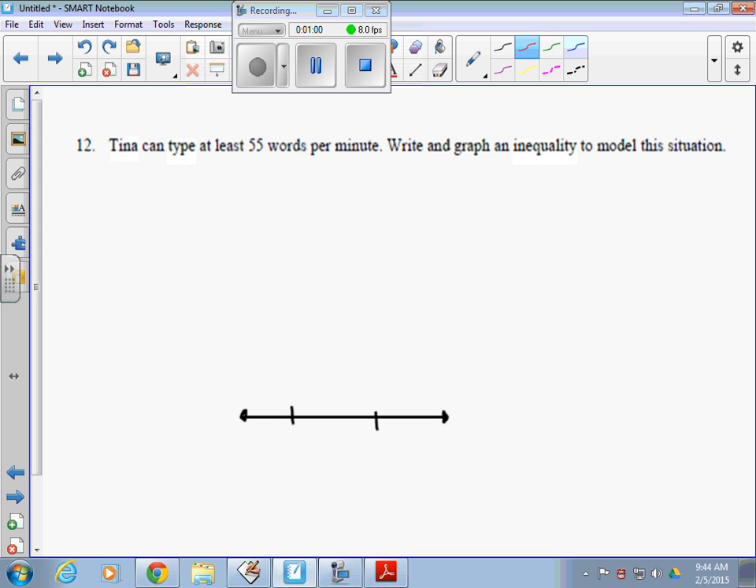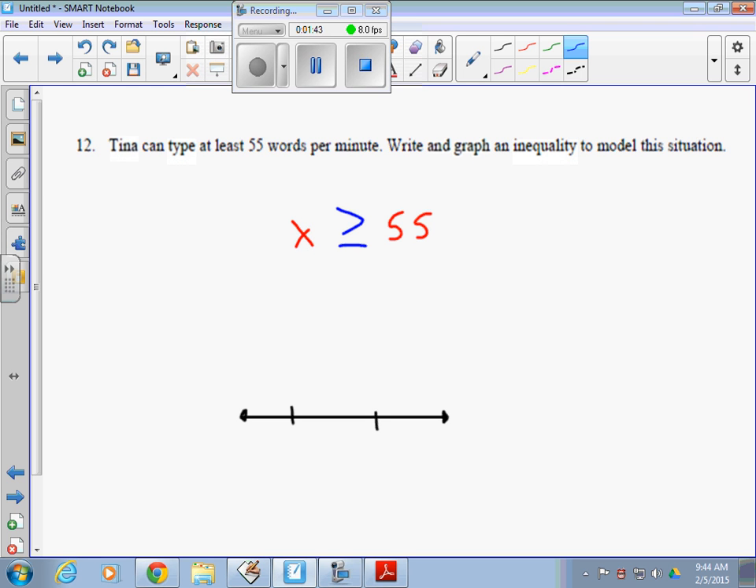Number 12 says Tina can type at least 55 words per minute. Write and graph an inequality to model this situation. So again, x, 55, let's come up with what goes in the middle. At least means the number x has to be bigger than 55 or equal to 55. So that means Tina does not type 54 words a minute. She types 55 or 56 or 156, something larger than 55. So x, the big mouth, has to eat the x because it's the bigger number, but she can type 55. That will suffice. So it'll say or equal to 55.